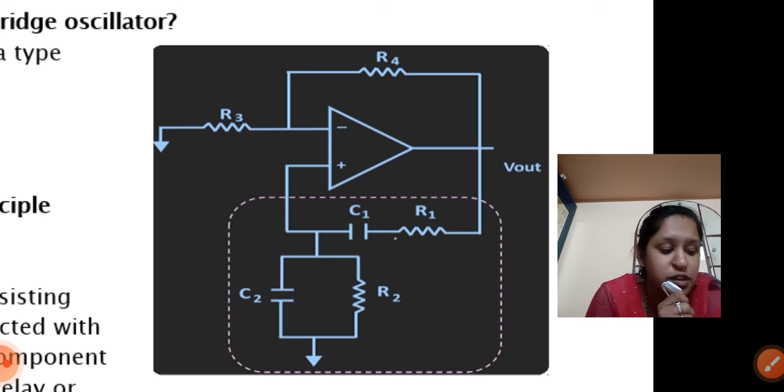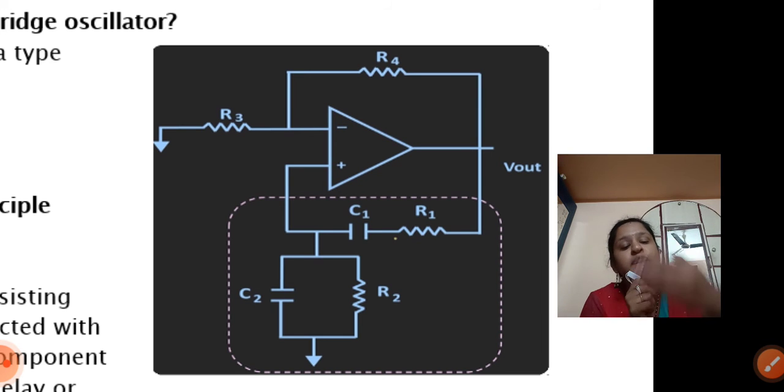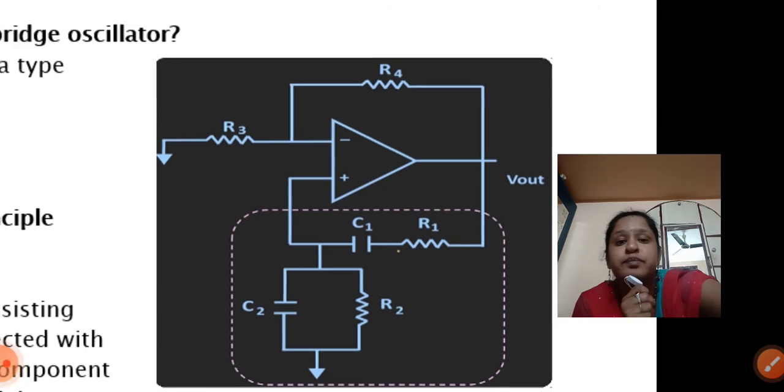The frequency of oscillation f0, which is exactly the resonant frequency of the balanced Wien bridge oscillator, is given by 1 divided by 2 pi RC. All resistance values and capacitance values are the same: C1 equals C2, R1 equals R2 equals R3. This is the balanced circuit of the Wien bridge oscillator.